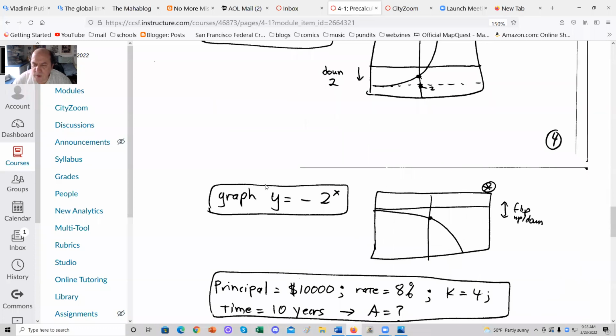Y equals -2 to the x, the opposite of 2 to the x. Well, 2 to the x starts small, ends big. This flips it up or down like that. So it starts small negative and ends up big negative after going through 0 by -1.